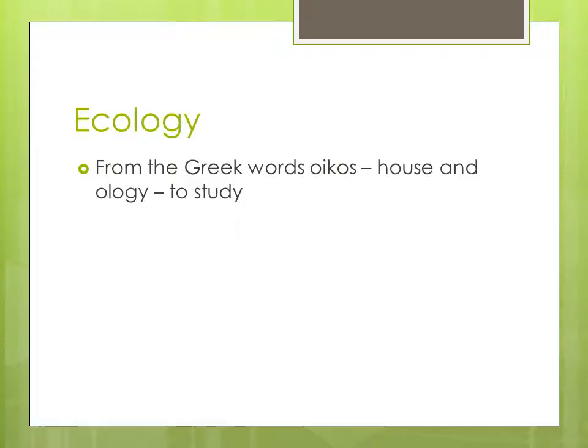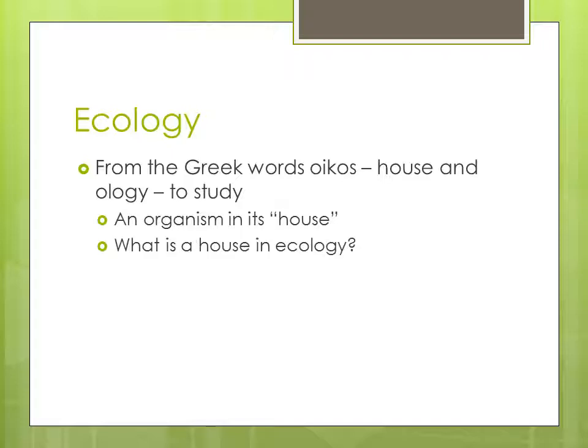So first off, ecology. Where does it come from, this word ecology? Well, it comes from the Greek words oikos, which means house, and ology, which is to study. So it's the study of a house. Okay, well, let's figure out what this house is. An organism in its house. Well, what is a house in ecology?